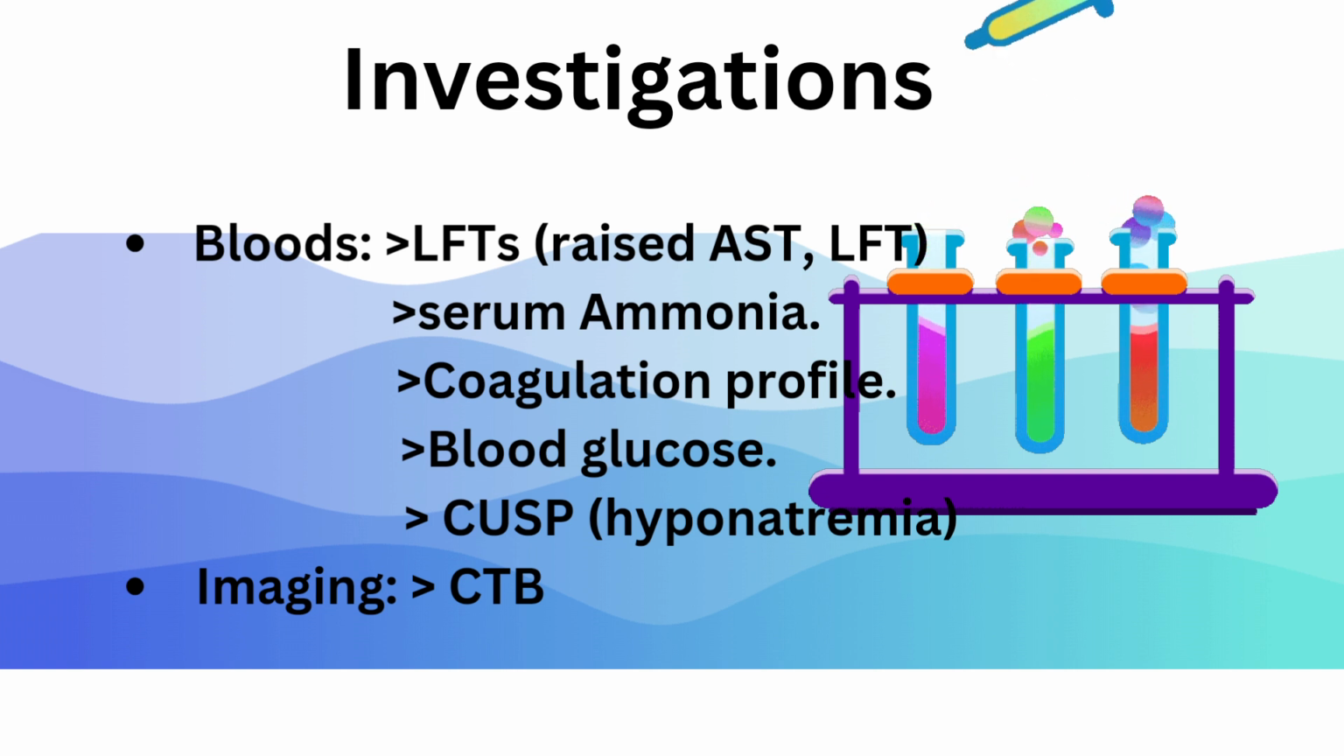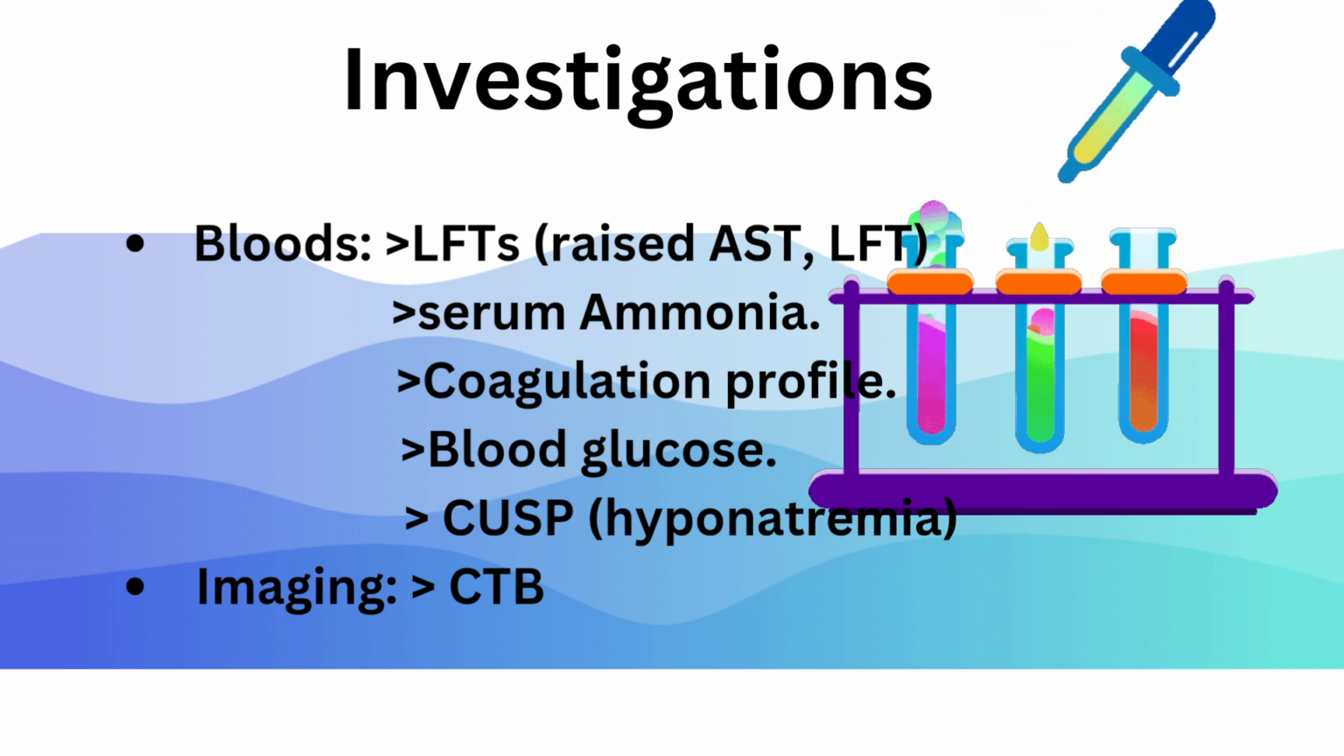So the investigations that you would want to make sure you do in a patient with suspected Reye syndrome are mainly to look at the liver damage, mitochondrial damage, and complications. So firstly, you would want to do your bloods. You make sure you do your LFTs. These patients will have increased transaminases, that is your AST and your ALT, because of the hepatocyte damage.